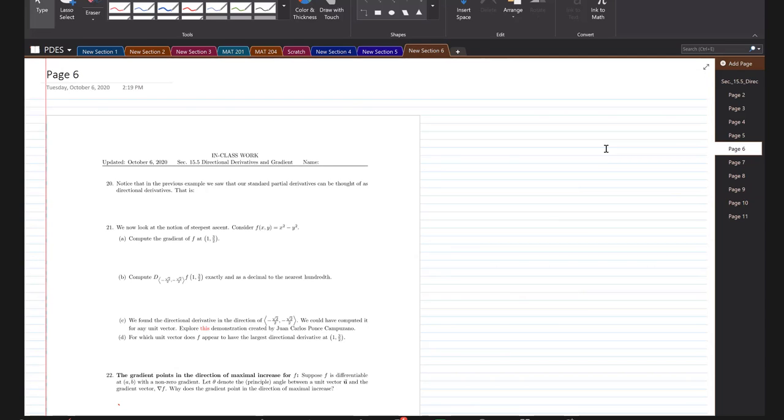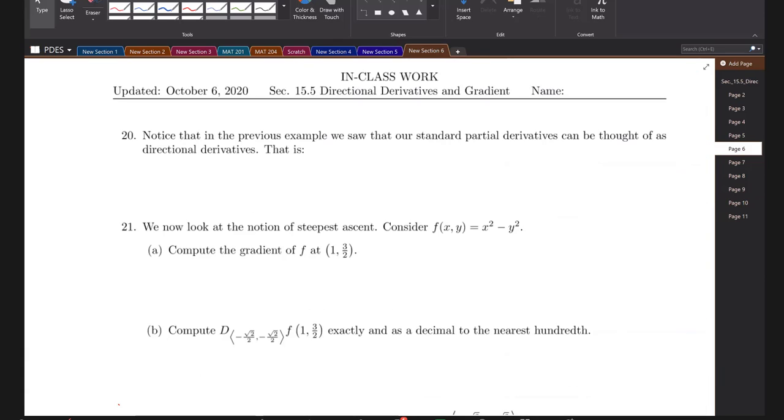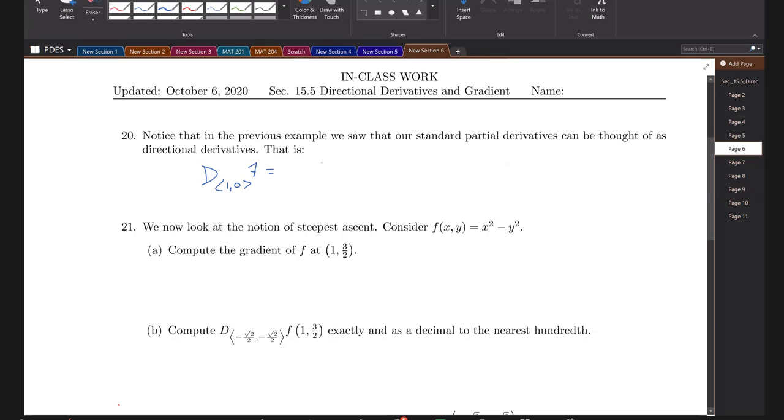So that's what I just said on the previous page here. We just said that the directional derivative of a function f in the direction of the vector 1, 0 is just partial f partial x, and the directional derivative in the direction of the vector 0, 1 of our function f is just partial f partial y.